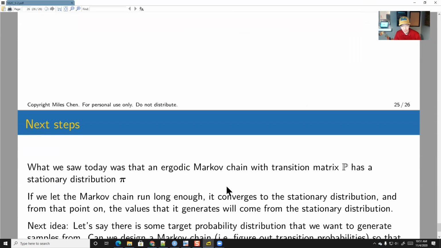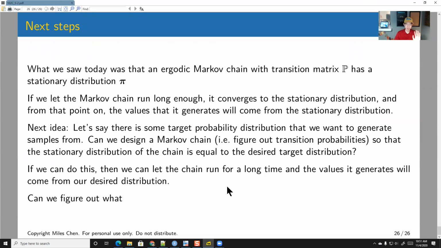Oh, okay. Before we end for today, okay. So what we saw today is that if you have an ergodic Markov chain with some transition matrix P, it's going to have a stationary distribution pi, okay? And if we let this chain run long enough, it's going to eventually converge to the stationary distribution. From that point on, the values that it generates will come from the stationary distribution.